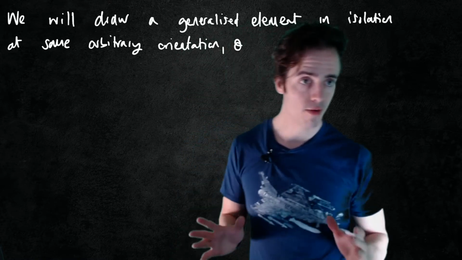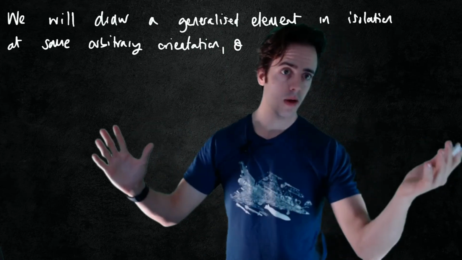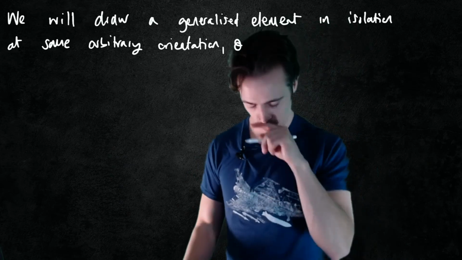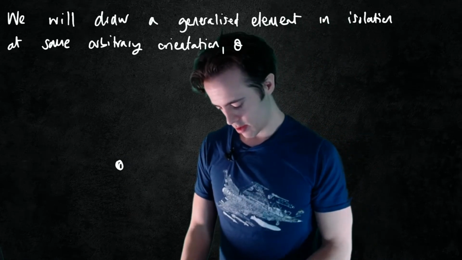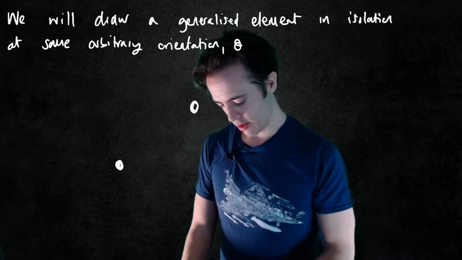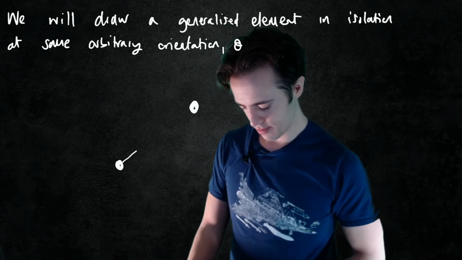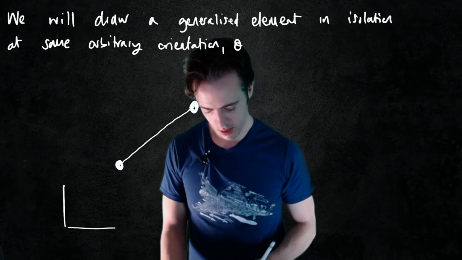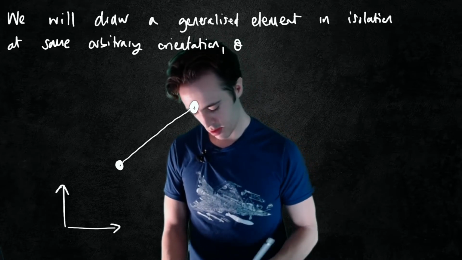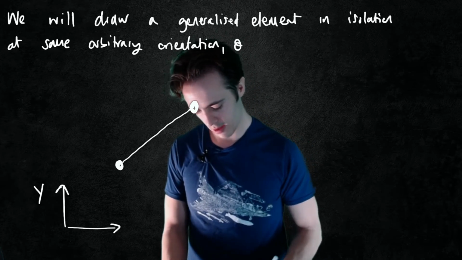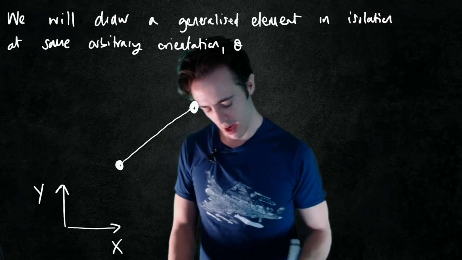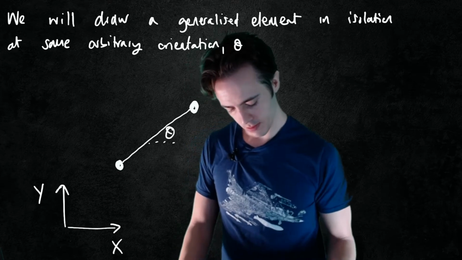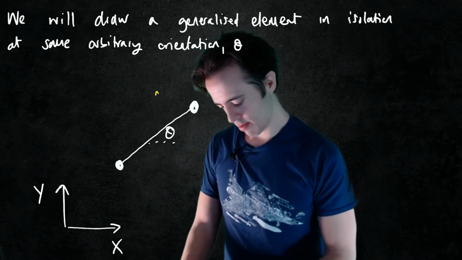So we're going to draw a generalized element at some arbitrary orientation in isolation. So we're drawing it on its own and looking at what happens. So elements go between two nodes. Okay, and I'm going to draw on uppercase X and uppercase Y. So this is my element.